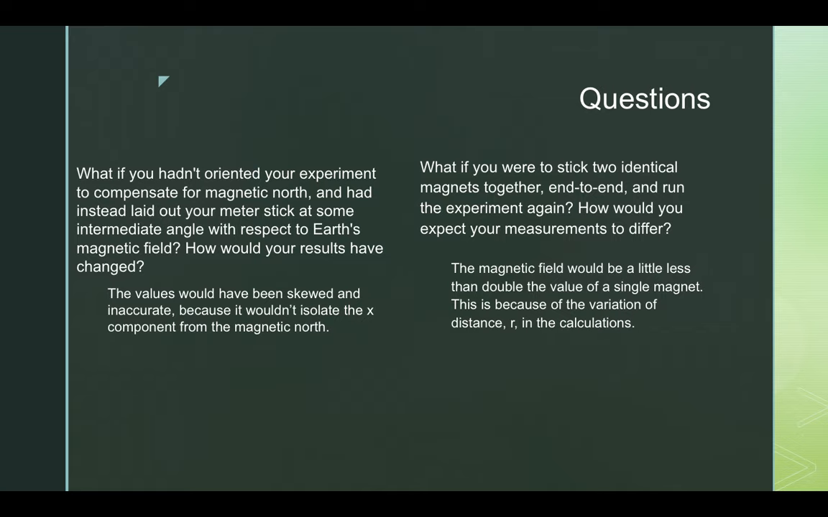And also, if we were to stick two identical magnets together and run the experiment again, how would this differ? The magnetic field would be a little less than double the value of a single magnet, just because there's a greater magnetic field. And this is because of the variation of distance r in the calculations.